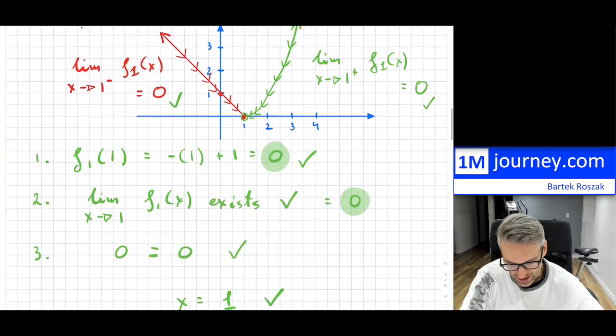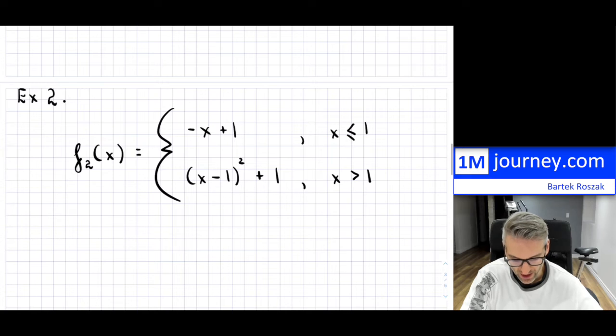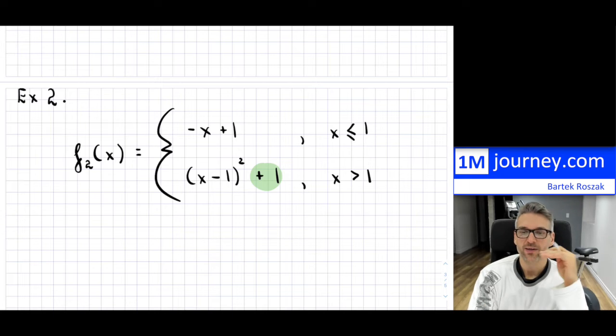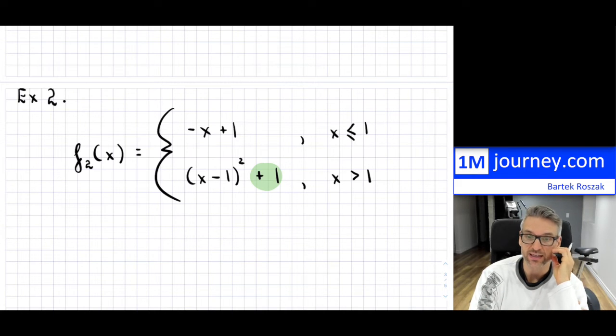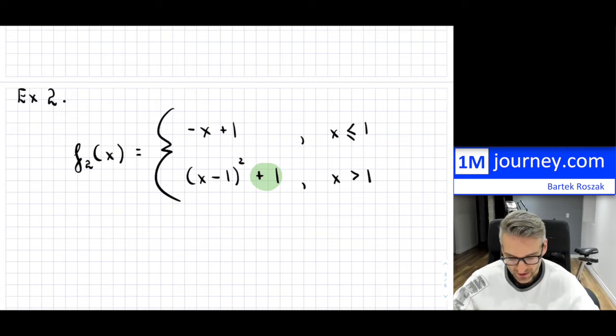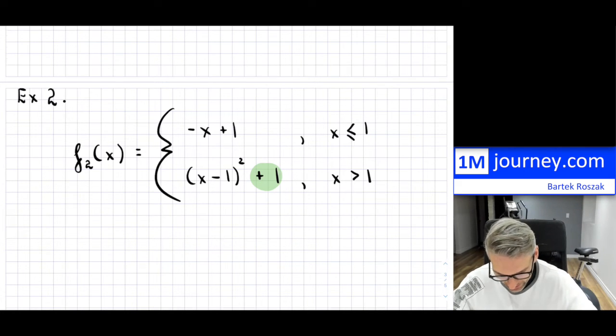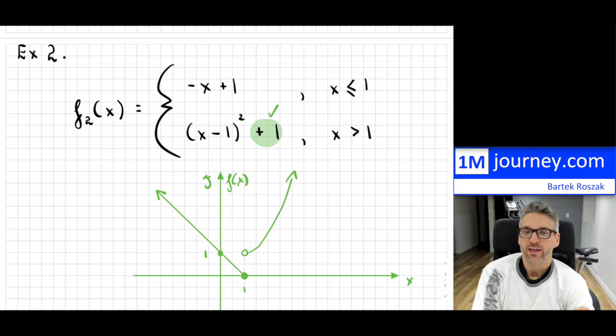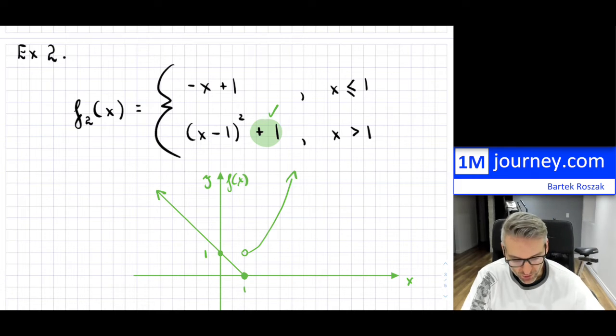Now, here is a very similar example, basically the same thing. What I have done is I have just taken my quadratic and translated it. I just moved it up by 1. So let me just draw it quickly. Here it is. So here are my 2 pieces.